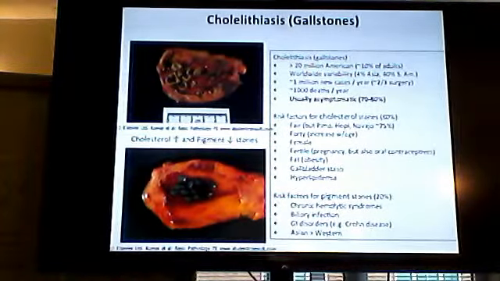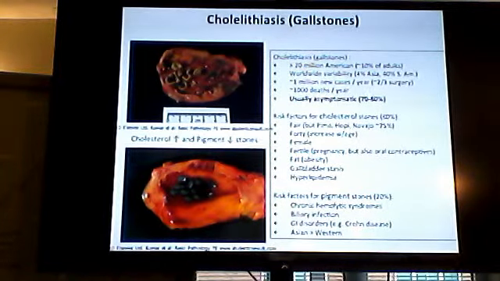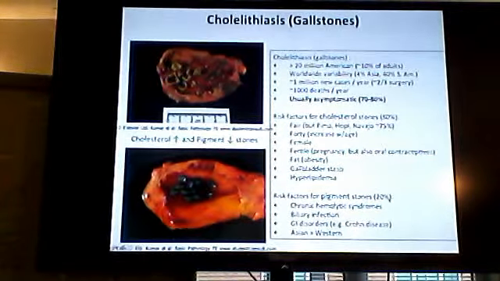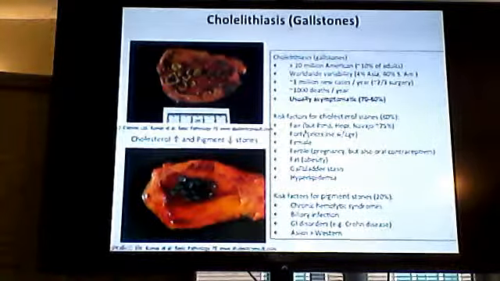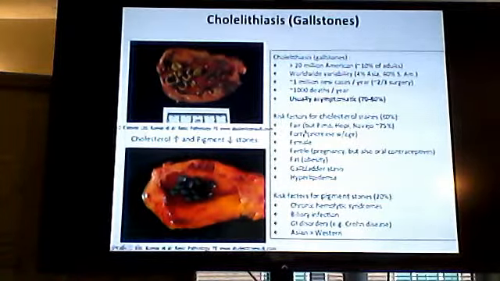Cholelithiasis, so gallstones. Chole is gallbladder, lith is a stone, put those two words together, versus pigment stones, so they're formed differently. Risk factors for cholesterol stones: fair, 40, female, fertile, fat, versus risk factors for the pigment stones are the hemolytic syndromes.